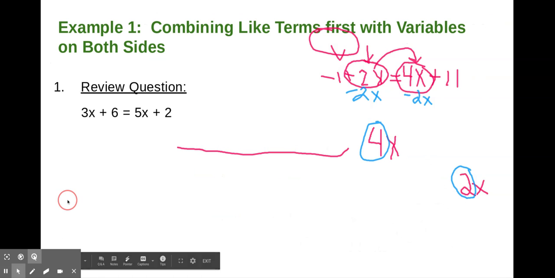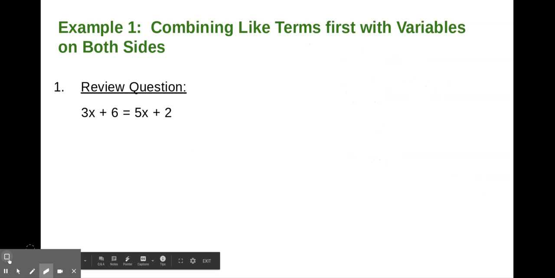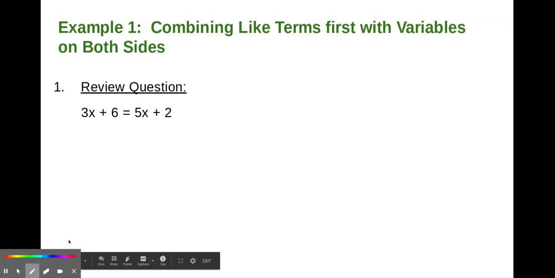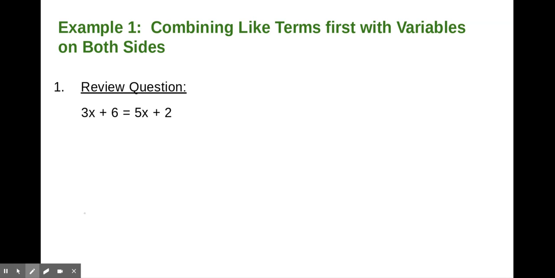So let's take a look here. But before we do that example again, you might still be confused on the baby bear, mama bear thing. So here's a review question. When we talk about baby bear, mama bear, again, your baby bear is the smaller variable term and your mama bear is your larger variable term. So what we did yesterday is, if you look at this equation here, I have 3x plus 6 equals 5x plus 2. We need to take a look at my variable terms. There are variable terms on the left side and on the right side of my equation.